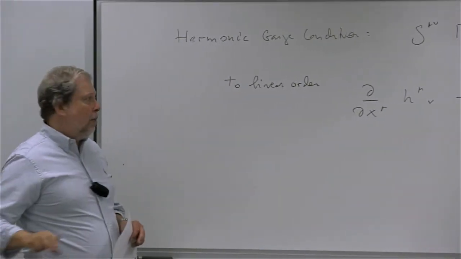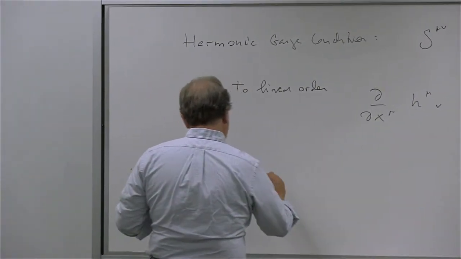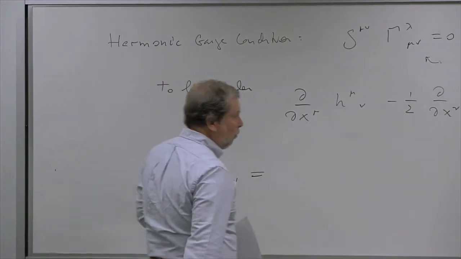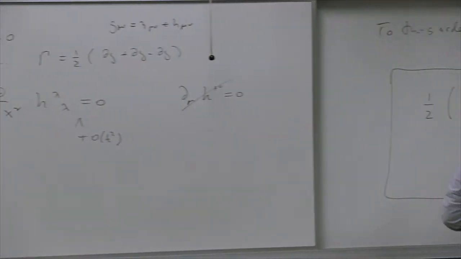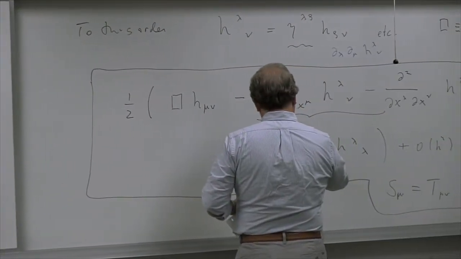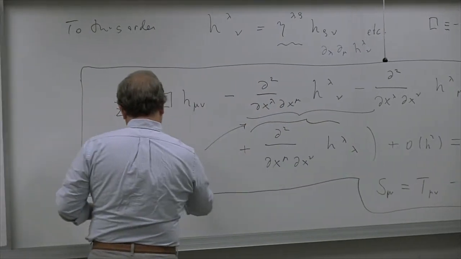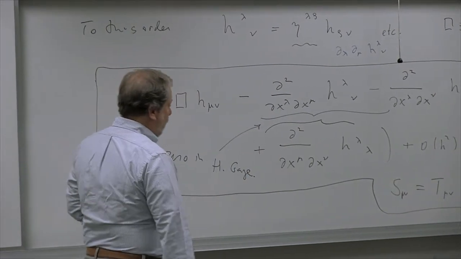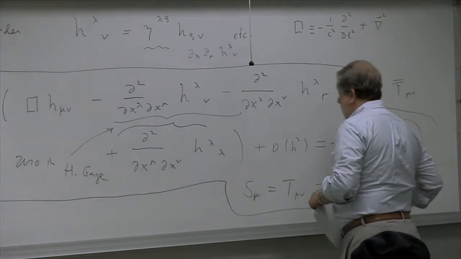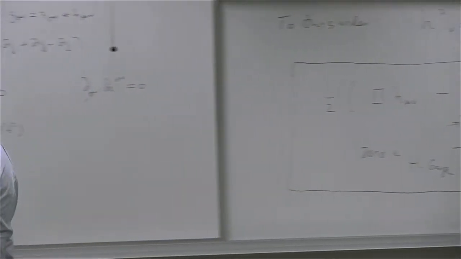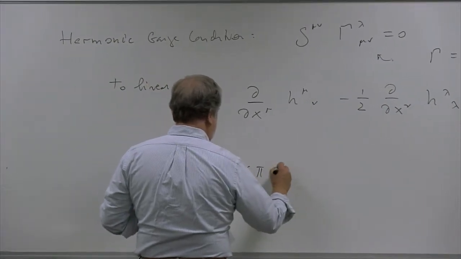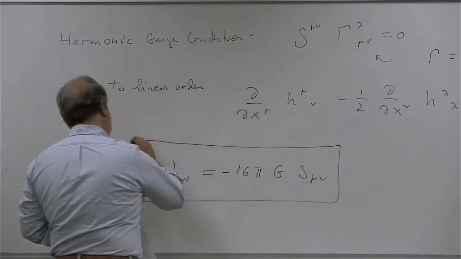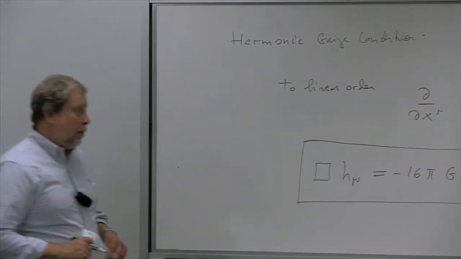The harmonic gauge condition is so popular because as a result of this, we just have that box h mu nu. So all of this and all of that is 0 in the harmonic gauge. And so what we're just left over is minus 16 pi G times S mu nu.